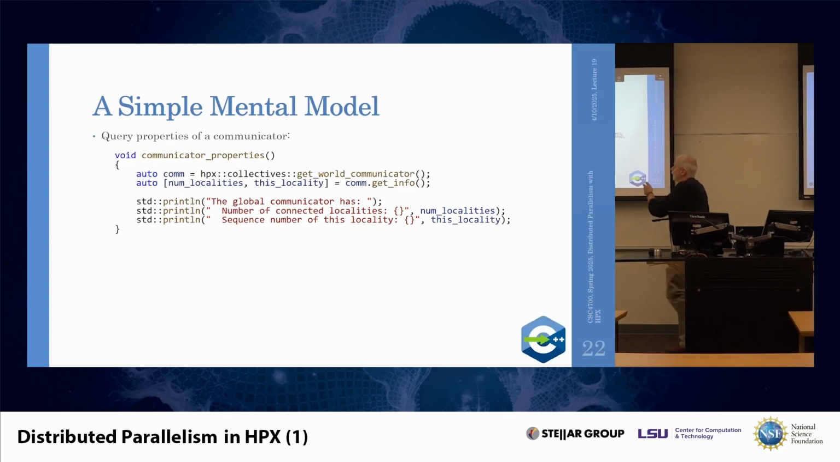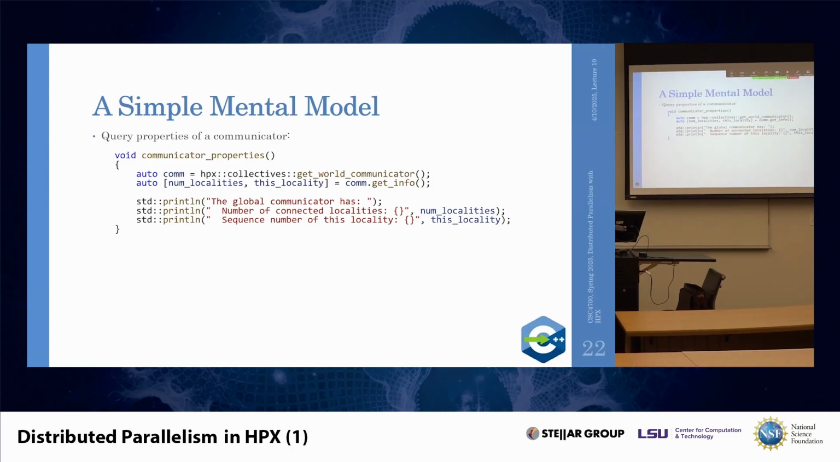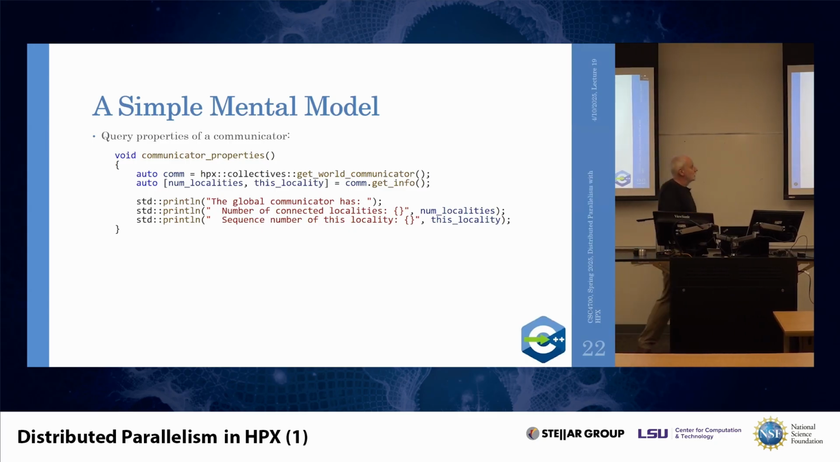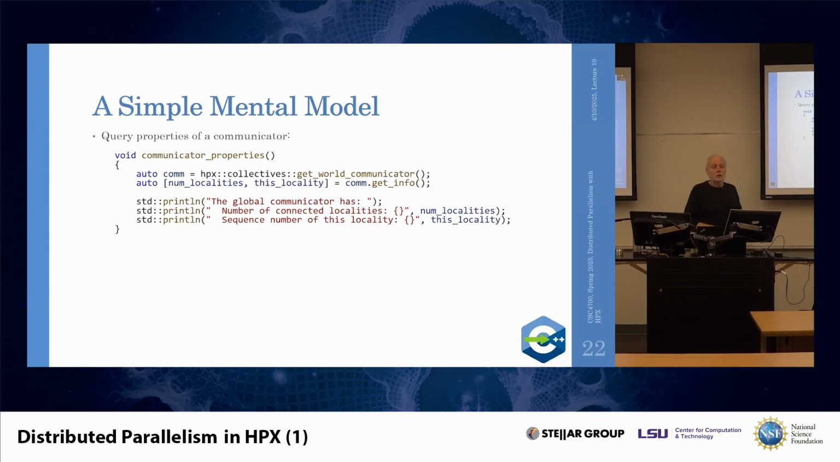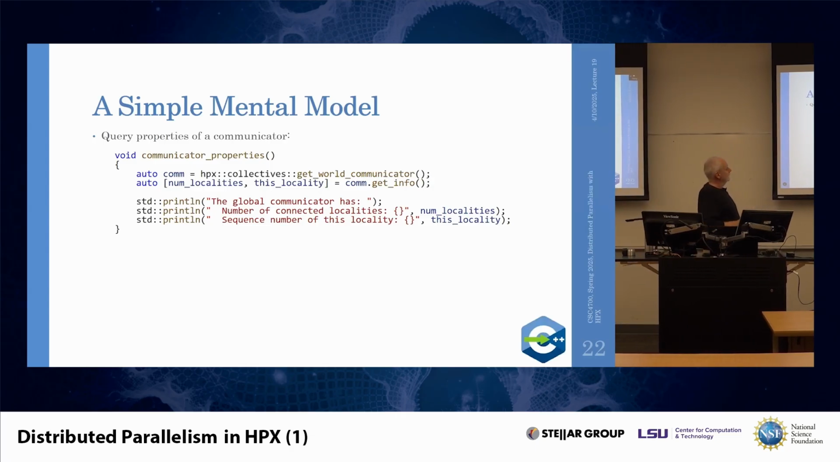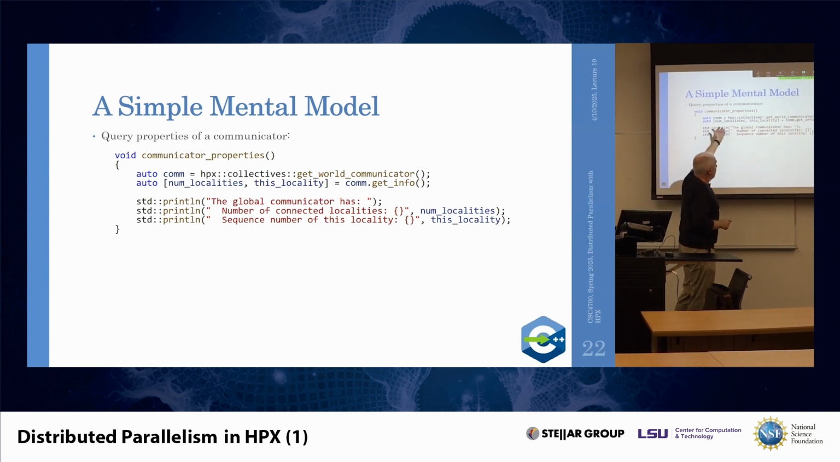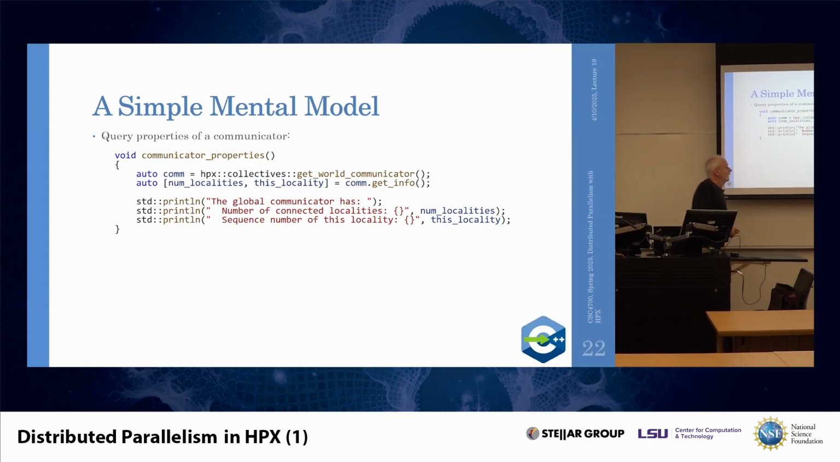So another way of finding out what is the number of localities and what is the locality ID of the running locality is just to take the world communicator and ask it for its information. It's probably an easier way to do that and more portable. So this will do almost the same as the examples I had before, where I was calling the HPX getNumLocalities and so on. Here I'm asking the communicator, how many localities are connected to it, and what is my index inside that communicator.